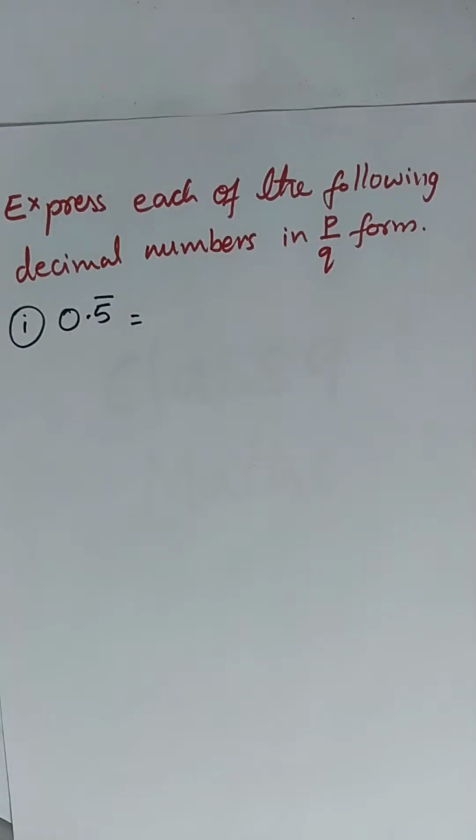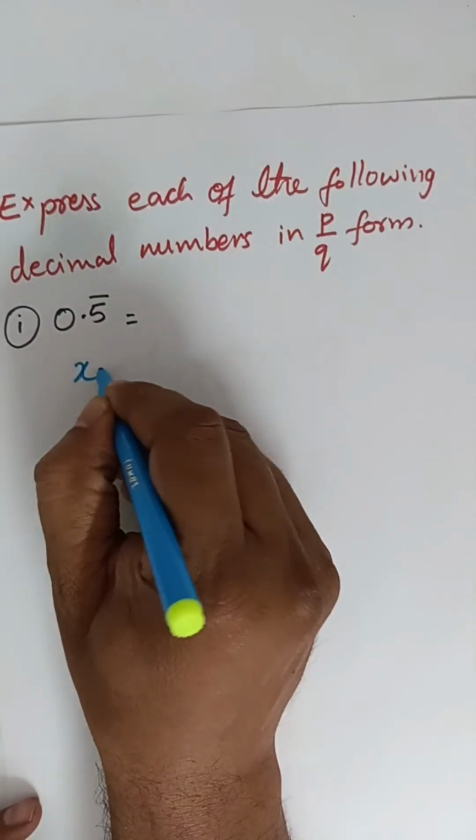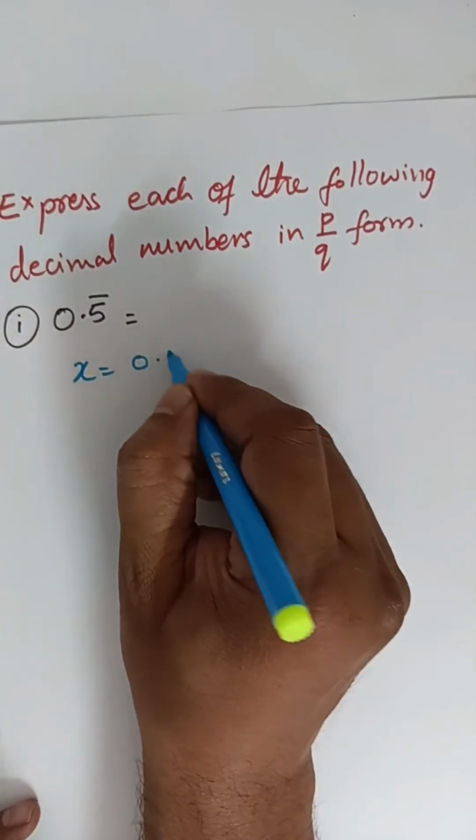Let's start in my way. I don't know how your teachers taught you or teach you. I will teach you in my way, the way my teachers taught me. So first of all, we will write the question as x equal 0.5 bar.